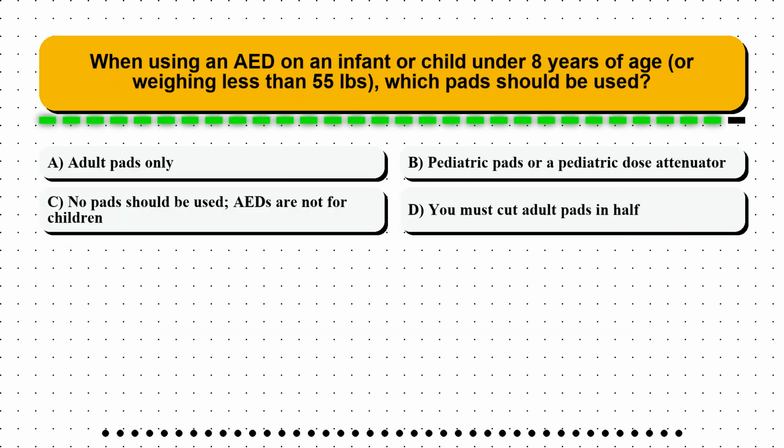Question 4. When using an AED on an infant or child under 8 years of age, or weighing less than 55 pounds, which pads should be used? Option A, adult pads only. Option B, pediatric pads or a pediatric dose attenuator. Option C, no pads should be used, AEDs are not for children. Option D, you must cut adult pads in half.